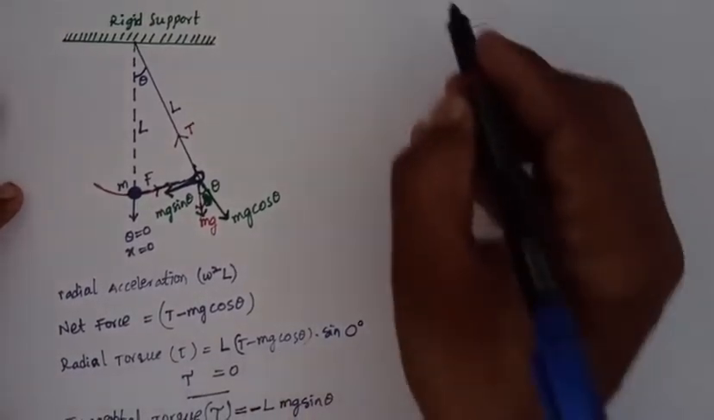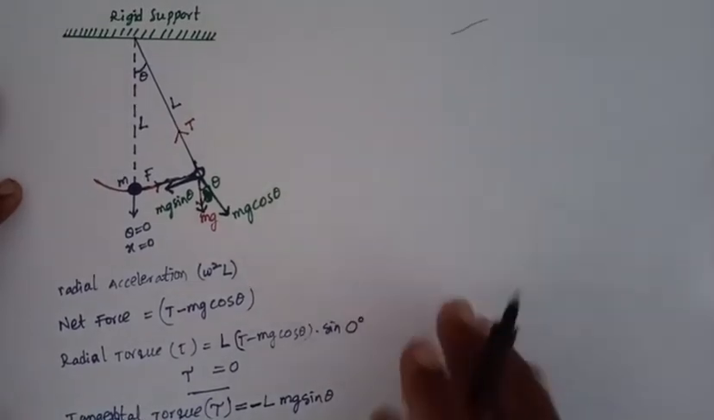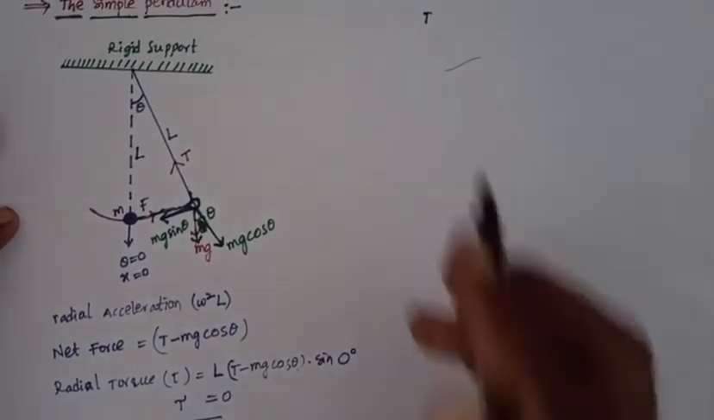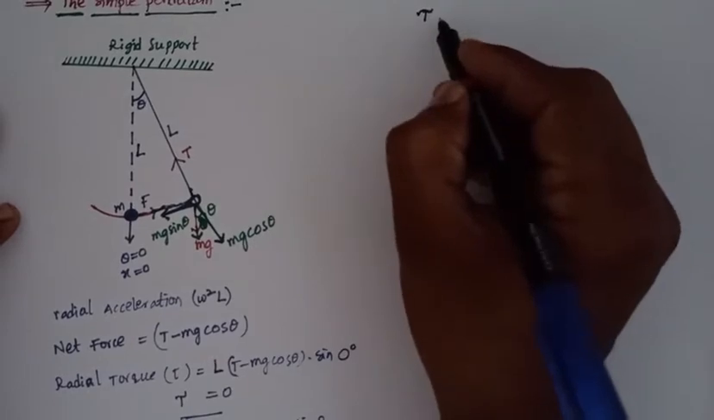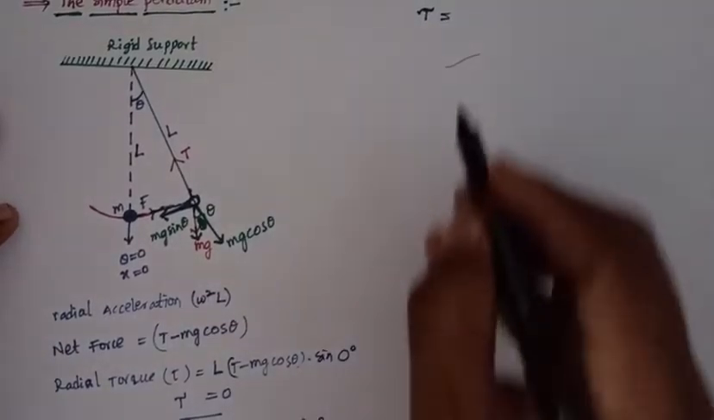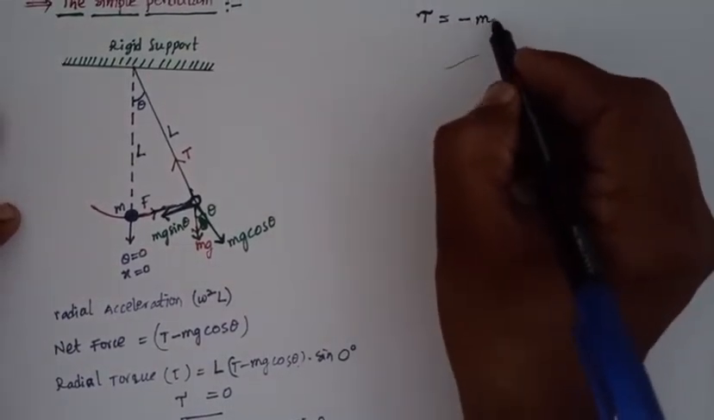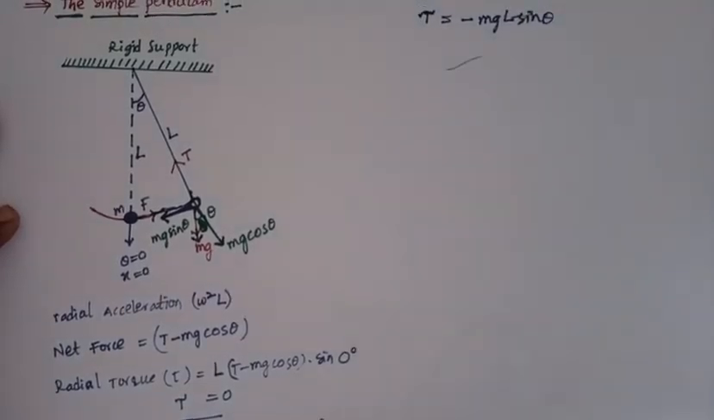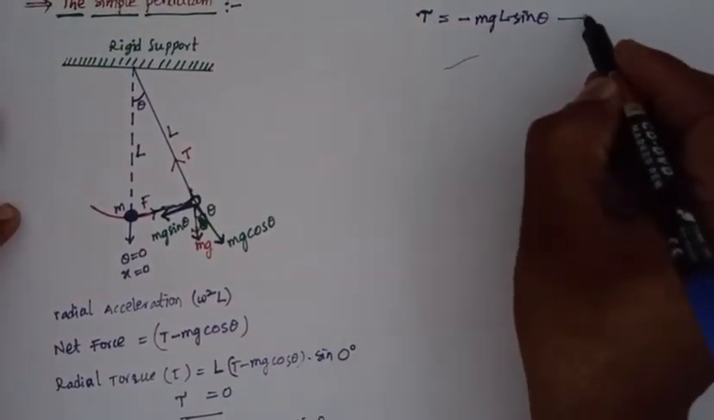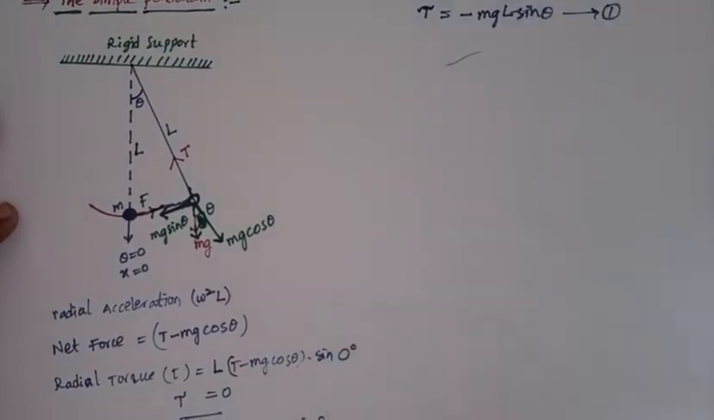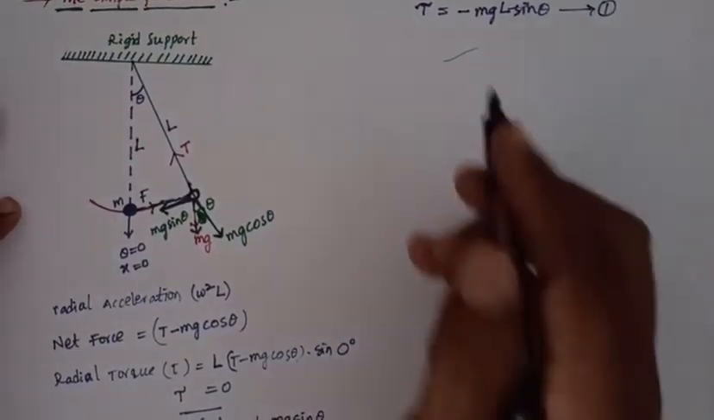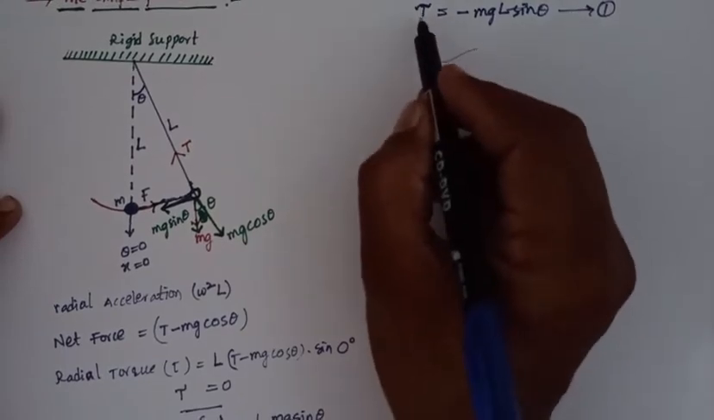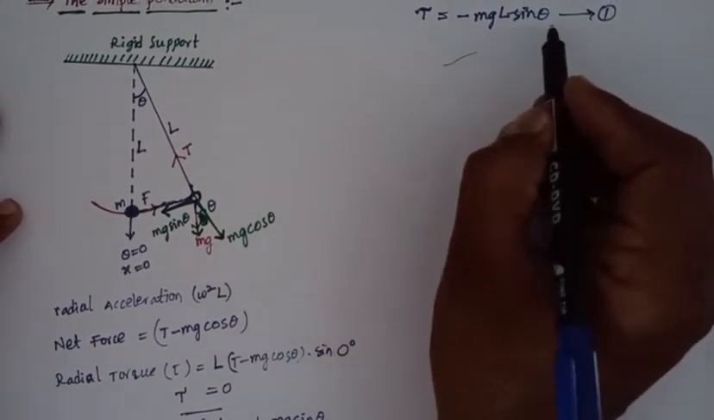We can also write tau equals minus mgl sin theta. So this is equation number 1. Again, tau equals minus mgl sin theta.